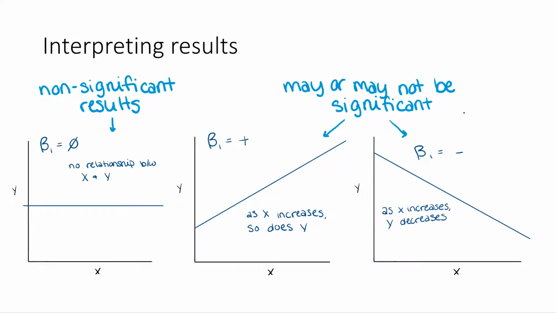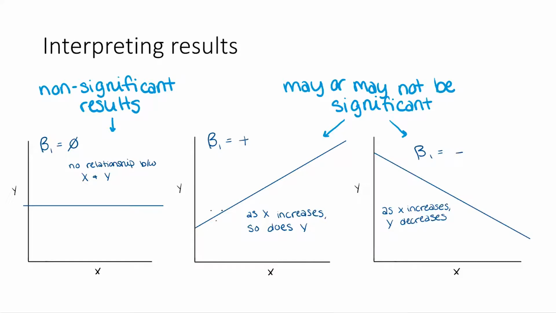When we do these regressions, there are a couple of different results that we can get. So one option is that we get non-significant results. Our best fit line pretty much has a slope of 0, and there's no relationship between x and y. The next alternatives are that we either have a positive or negative slope. So as x increases, so does y, or as x increases, y decreases. These may or may not be significant depending on what the spread of data around the regression line looks like, or how much variation is explained, right?